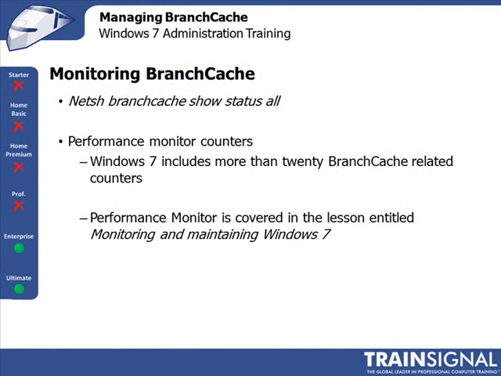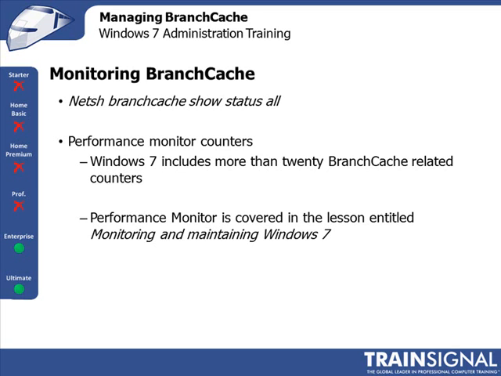Finally, with BranchCache configured on a Windows 7 machine, there may come a time when you want to see how it's running. There are a couple of different ways to monitor BranchCache. One is to use another built-in netsh command, branchcache show status all. The other way is to use performance monitor counters. Windows 7 includes more than 20 BranchCache related performance counters. The performance monitor, the tool that uses performance counters to count all of the performance needs of your Windows 7 machine, is covered in the lesson entitled Monitoring and Maintaining Windows 7.